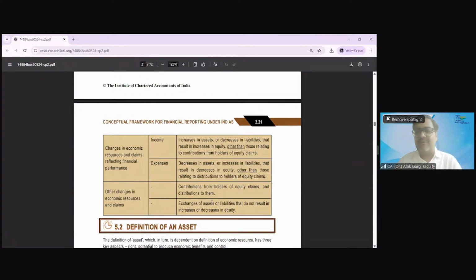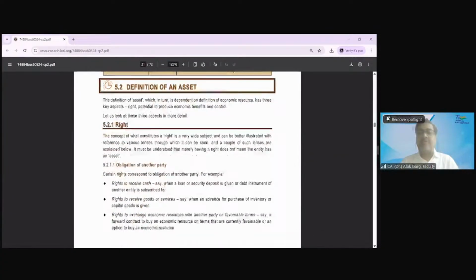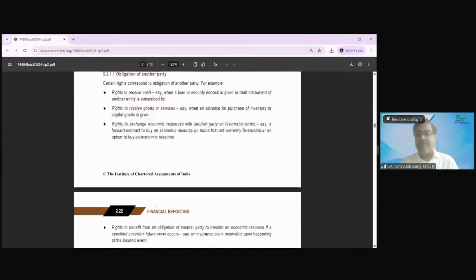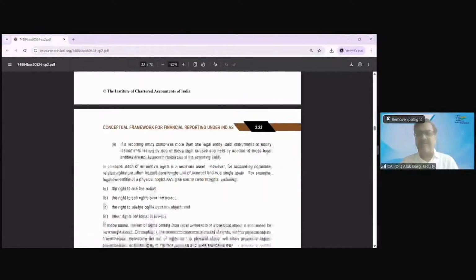Who are the holder of equity claims? Shareholder. So how technical a definition has been given! What is the simple definition? Income means increase in net assets due to a transaction from other than shareholders. Simple. Expense, just reverse. So these kinds of definitions have been given in this standard, the elements of the financial statement. It talks about the rights, it talks about the obligations. So you need to just read that.